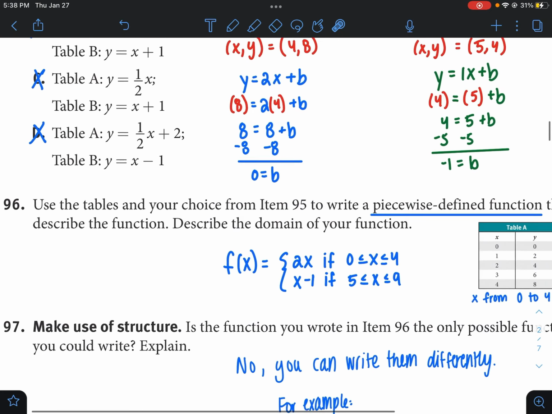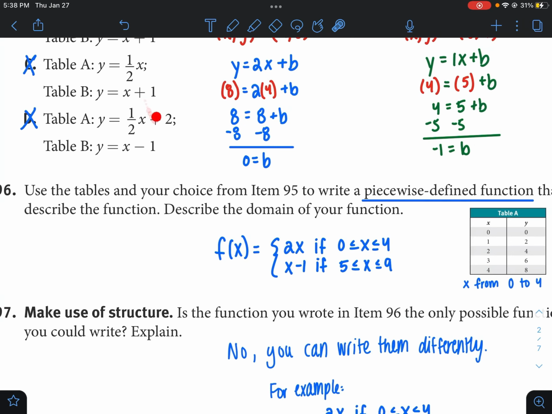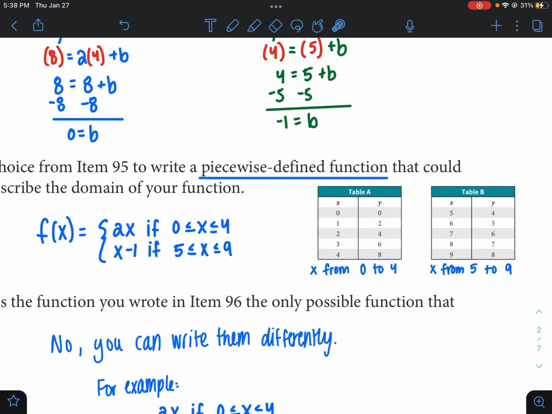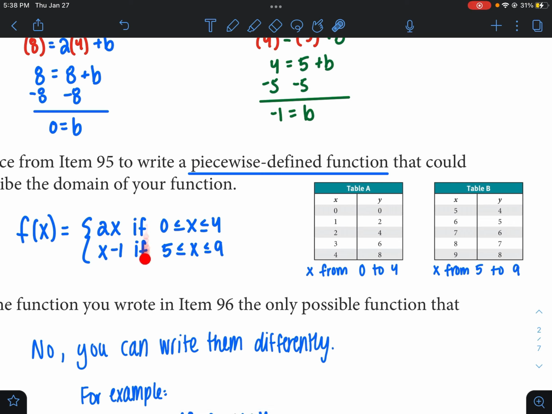Then for 96, use the table and the choice up here to write a piecewise function. So again, even if you're wrong, you need to use this down here to write your piecewise function. The only thing that we're missing are the back ends of those, which are our if statements. If, what about x? Our x values go from 0 to 4. So how do we write that? 0 to 4, and since we are including points at 0 and 4, we also write the including lines underneath.